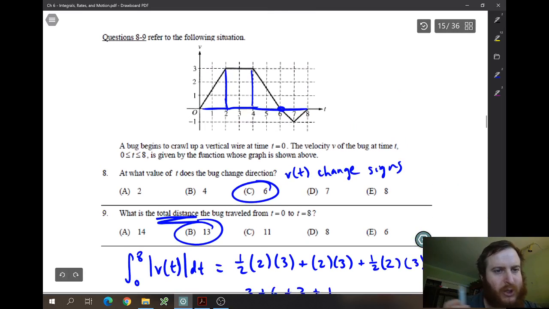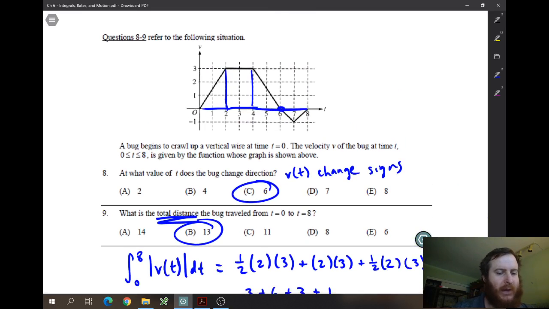All right, we did question 8 before, but I repeated it because now I want to talk about question 9. So this is a bug, and we're given velocity. So when does the bug change directions? That's when v of t changes signs. That happens at 6.